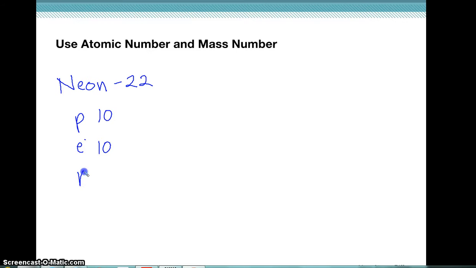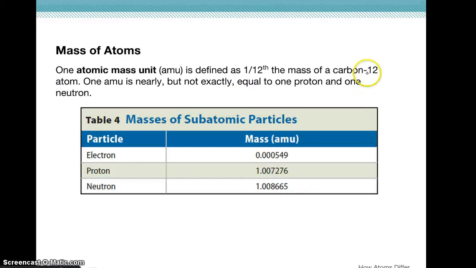Okay, so we want to figure out the number of neutrons. Well, the mass number is 22. 10 plus what is 22? 12. So that means there are 12 neutrons in neon 22. And to write the symbol, we would use the symbol for neon, the mass number on top, and the atomic number on the bottom. Okay, so neon 22, neon 22. Two different ways of writing the same thing.